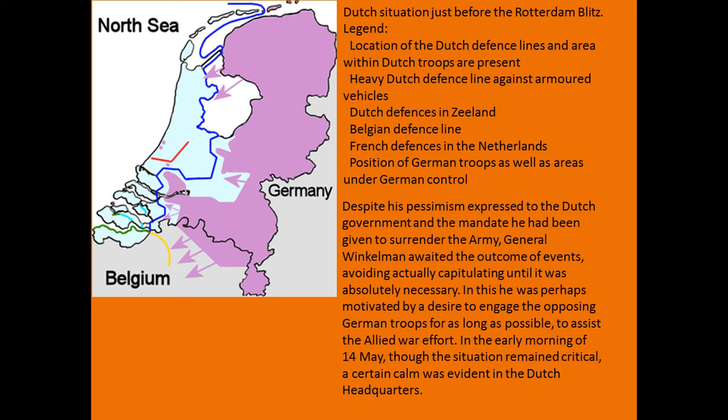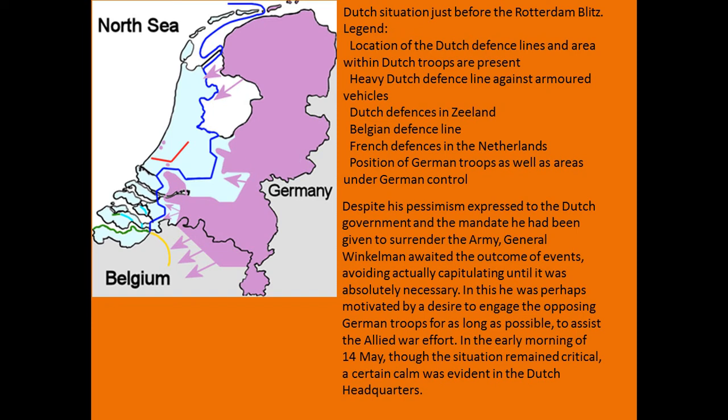So here you can see another photo of the push down through to Belgium on the 14th. The Dutch situation just before the Rotterdam Blitz, the legend, location of the Dutch defense lines and area within which Dutch troops are present. Heavy Dutch defense line against the armored vehicles. This is all color-coded.